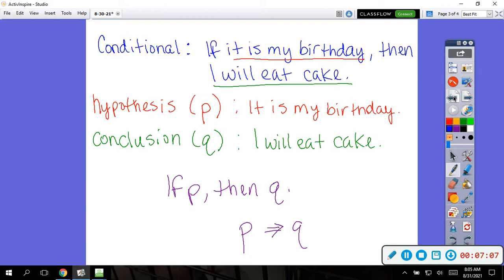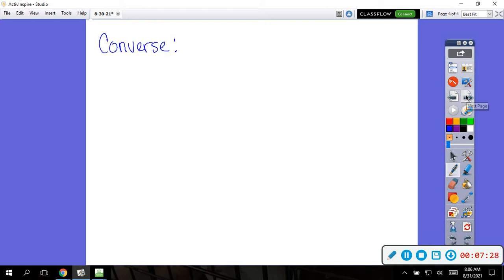It's the part that goes with it. So you're switching these two. The if and then stay where they are. Okay? Because if we arranged it that way, "I will eat cake if it is my birthday," I'm actually saying the exact same thing as this. We just left out the word then. But the if part was still "if it's my birthday." Okay? So when we switch those, I would say, if I eat cake, then it's my birthday.